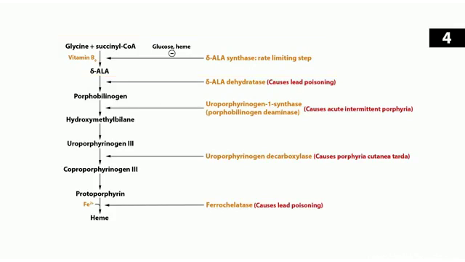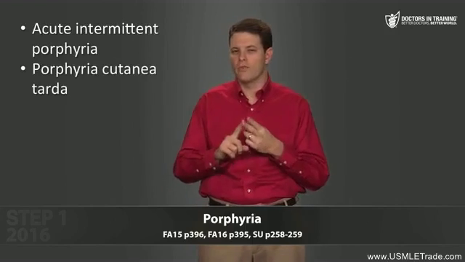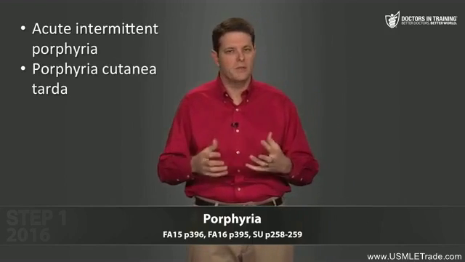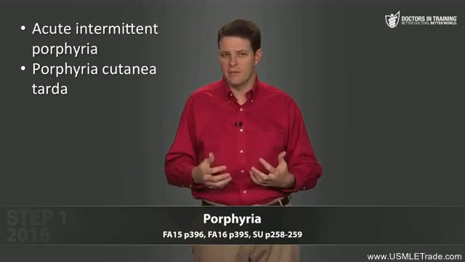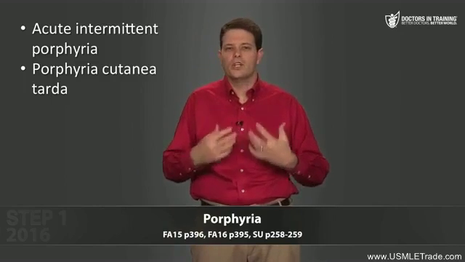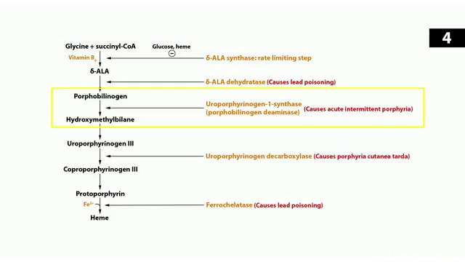Number two, you don't need to know every enzyme and every step in this heme synthesis pathway, but you should know which steps are defective in porphyria and also in lead poisoning. Now, there are several different types of porphyria. We're just going to focus on two of them, acute intermittent porphyria and porphyria cutanea tarda. Now, you need to be familiar with both of these because they're caused by enzyme defects at two different steps. So let's talk about acute intermittent porphyria first. Acute intermittent porphyria is caused by a deficiency of uroporphyrinogen 1 synthase, which is also known as porphobilinogen deaminase.